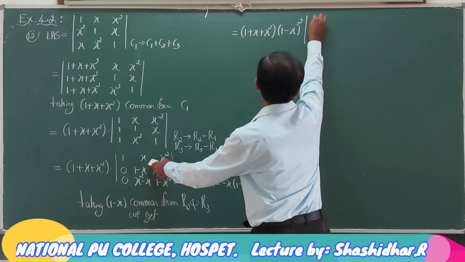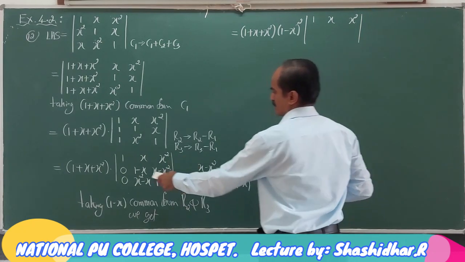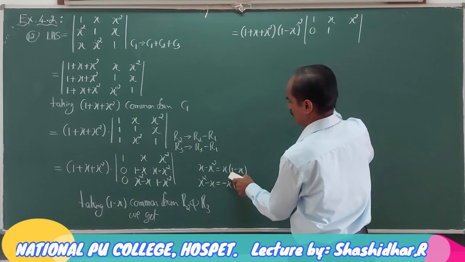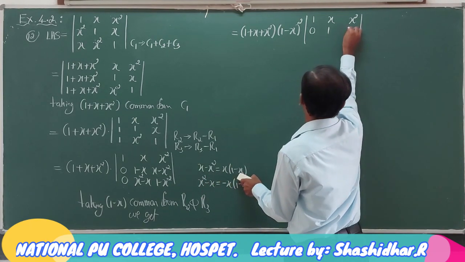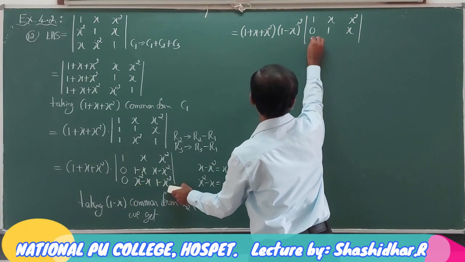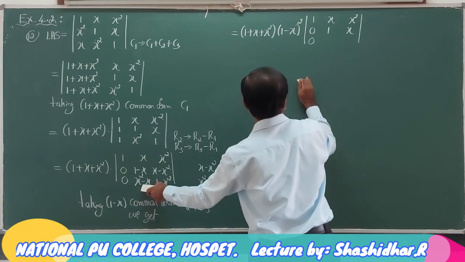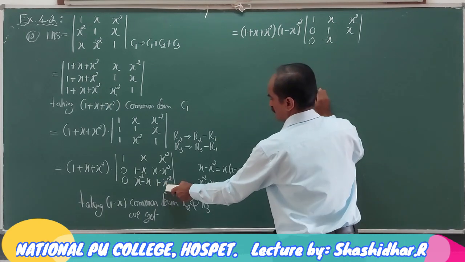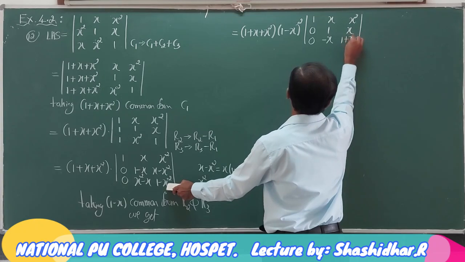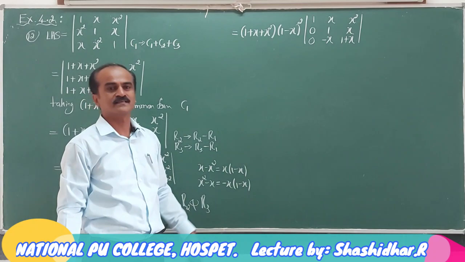So, now what is the resulting determinant? First row as it is, 1 x square. Second row 0, 1. What is x minus x square? x times of 1 minus x. So, I am left with x. In the third row also I am taking 1 minus x common. It is 0 times of 1 minus x. This is minus x times of 1 minus x. So, I am left with minus x. Here 1 plus x into 1 minus x. After taking 1 minus x, you are left with 1 plus x. So, out of 4 factors, 3 factors are ready with us.